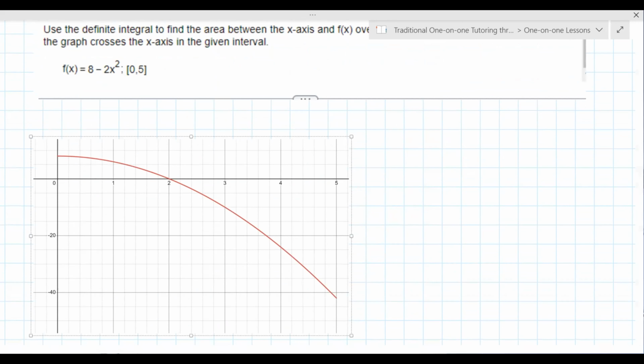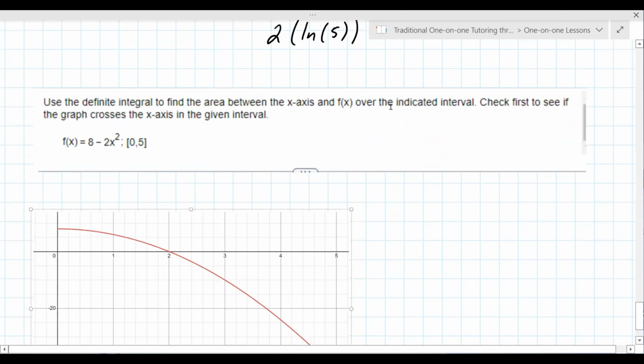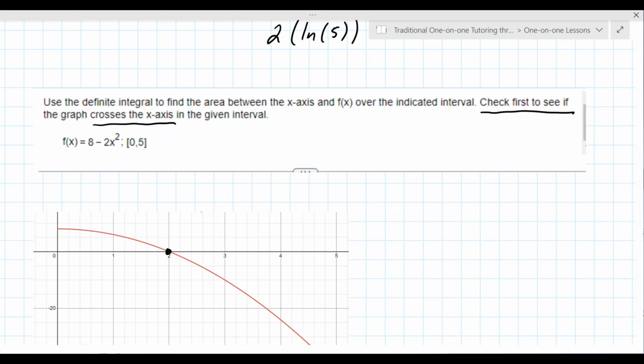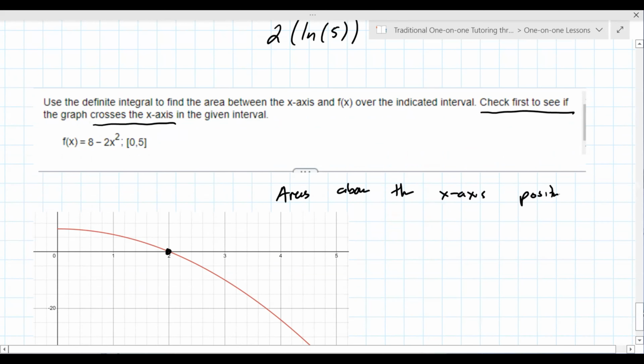Okay, it says to use the definite integral to find the area between the x-axis and f of x over the indicated interval. This is the most important. It says check first to see if the graph crosses the x-axis. You're like, oh, yeah, it does. Now, why would you need to check? The reason is that areas above the x-axis are considered positive, and areas below are considered negative. Makes sense. Okay, that's pretty reasonable.